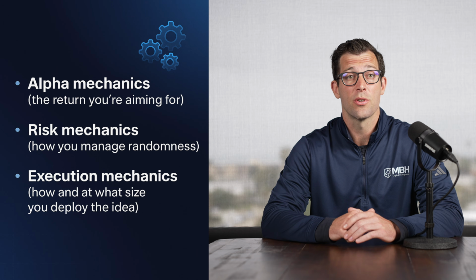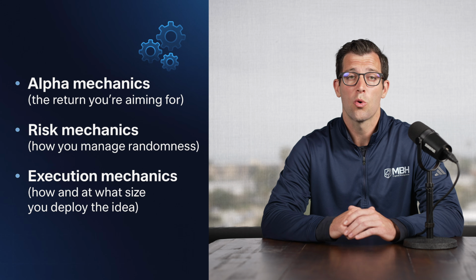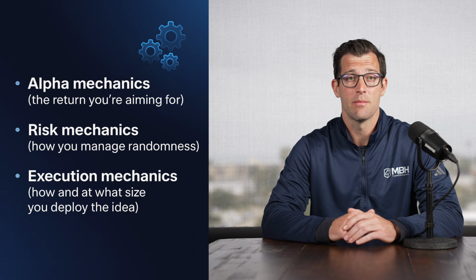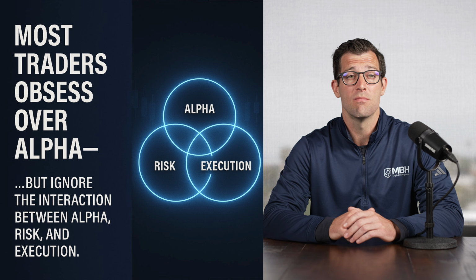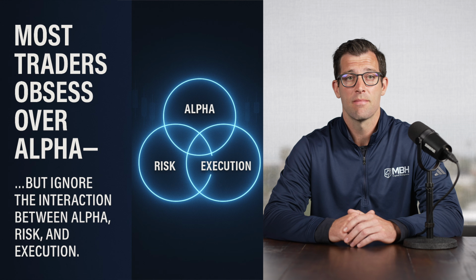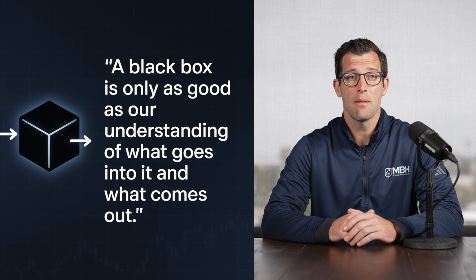The book, Inside the Black Box, breaks down quantitative trading into three mechanics. One, alpha mechanics, the return you're aiming for. Two, risk mechanics, how you manage randomness. Three, executional mechanics, how and what size you deploy that idea. This matters because most traders obsess over alpha, but ignore the interaction between alpha, risk, and the execution of that. As he puts it in the book, a black box is only as good as your understanding of what goes into that and what comes out of that black box.